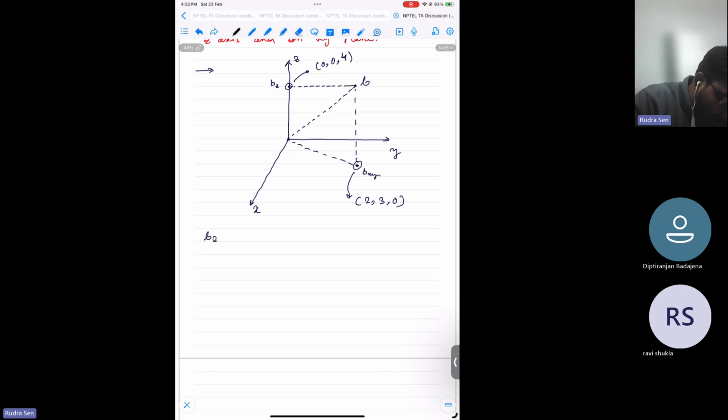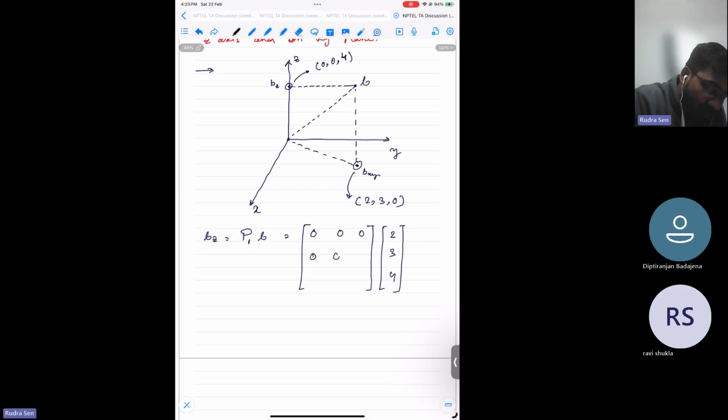BZ is basically obtained by multiplying B with some projection matrix P1. What is the projection matrix P1? It consists of only one nonzero element: the rows are 0, 0, 0, then 0, 0, 0, and 0, 0, 1. Multiplying with 2, 3, 4, that's why I'm getting 0, 0, 4.